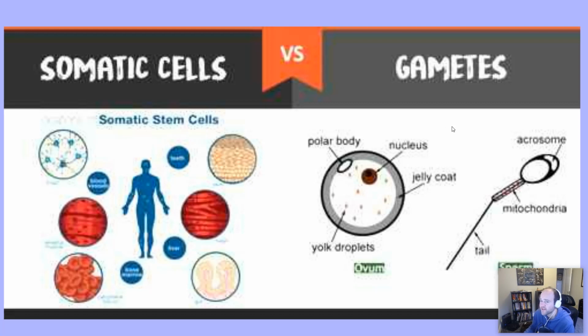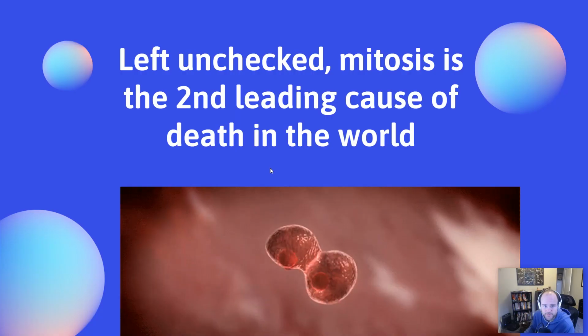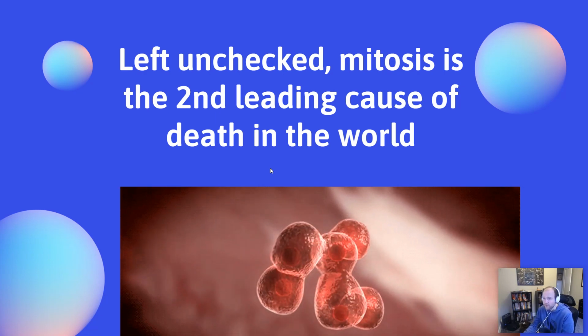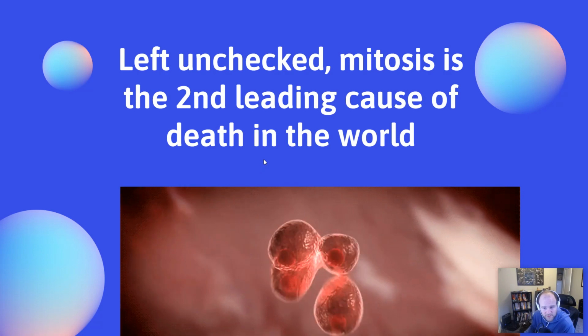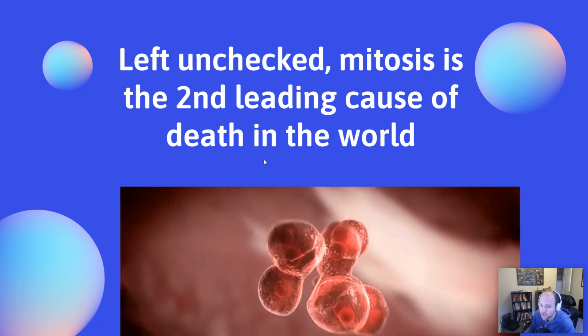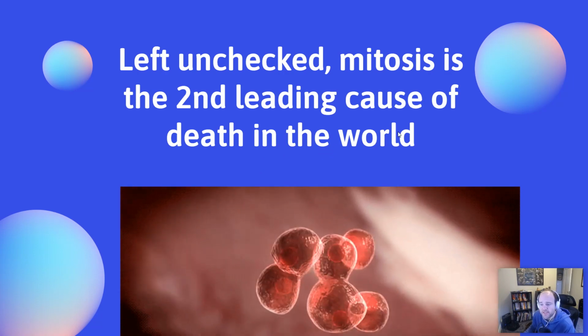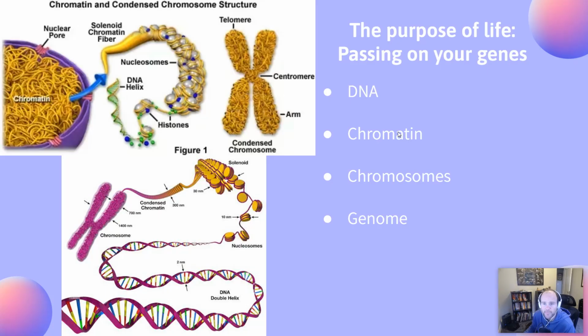You also produce, through a different process we'll talk about later called meiosis, gametes or sex cells, so eggs and sperm. And those are going to have half the amount of DNA because they're going to fuse together to form a whole. So today we're just talking about somatic cells or mitosis. Left unchecked, however, mitosis is actually the second leading cause of death in the world. So we need to make sure we have good regulatory mechanisms in place. So let's start to explore how all this works.